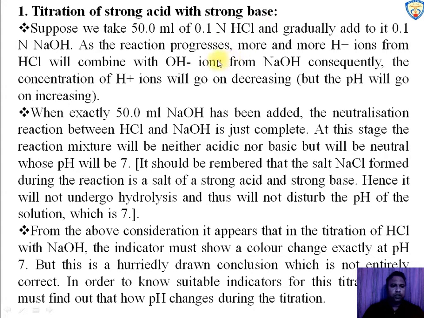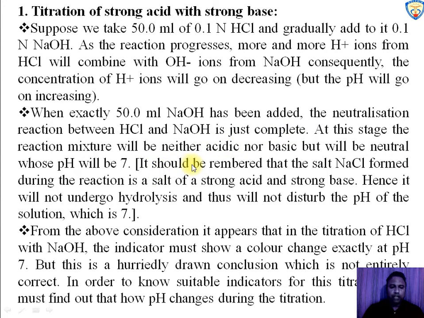For understanding titration of a strong acid with a strong base, suppose that 0.1 normal HCl, 50 ml, reacts with 0.1 normal NaOH, 50 ml. As the reaction proceeds further, more hydrogen ions from HCl react with hydroxide ions from NaOH to form water, and the concentration of hydrogen ions decreases, which results in a rise in pH. When exactly 50 ml of NaOH has been added from the burette, the equivalence point is reached.